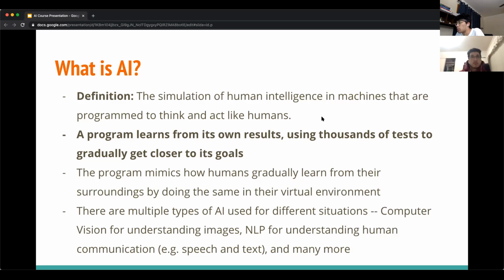As we talked about before, there are multiple types of AI which are used in different situations. The main ones you'll need to know are computer vision, which is just understanding images. It doesn't necessarily mean robots actually using vision systems; computer vision stands for basically any sort of image or video analysis. Then there's natural language processing, or NLP, for understanding human communication such as speech and text. That would be things such as Google search engines, Alexa, and Siri. There are also many other types, but those are the main ones you'll need to know.